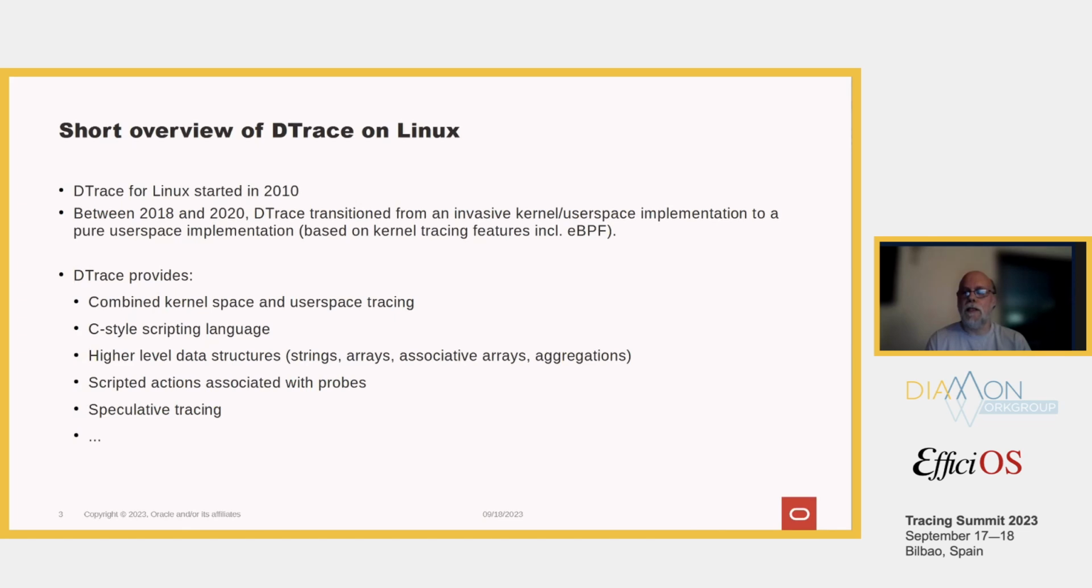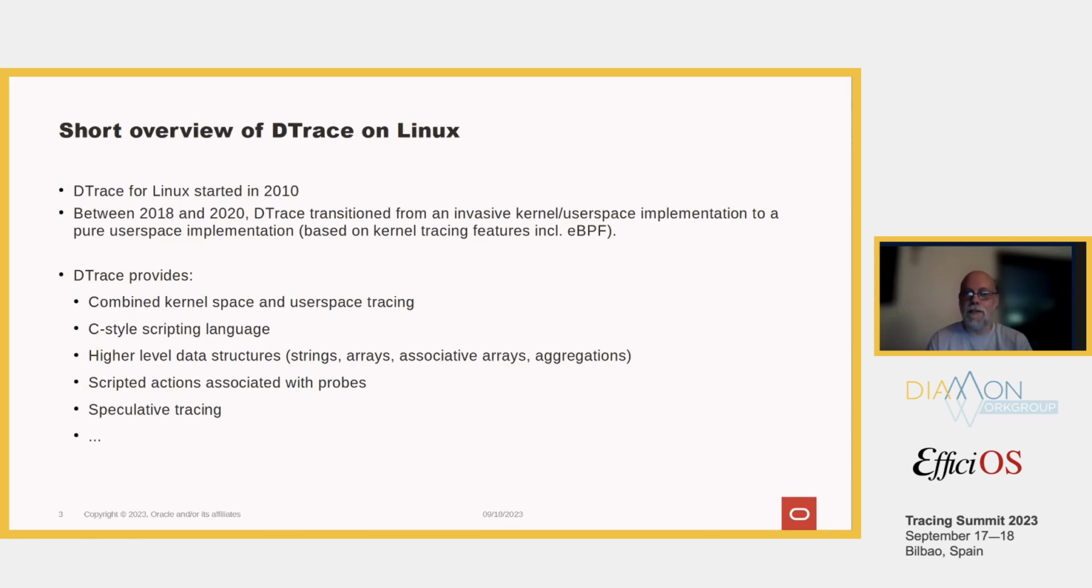So between 2018 and 2020, we started transitioning to a version that would be based on kernel facilities, including eBPF, primarily because they had matured quite a bit. So the need for the invasive changes wasn't really there as much anymore. And also to make DTrace something that would eventually be possible to implement for any upstream kernel, not needing these specific patches, which, we had to face it, were never going to be accepted in an upstream kernel.